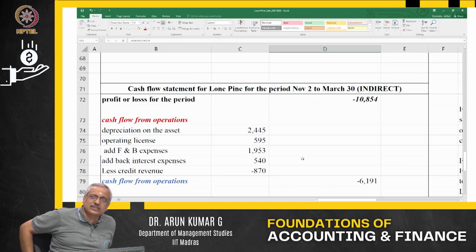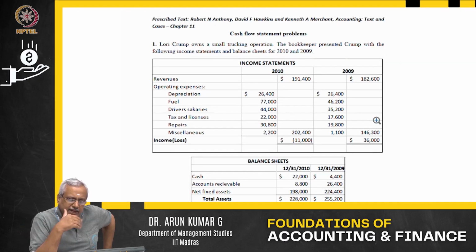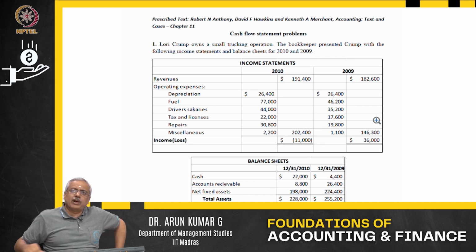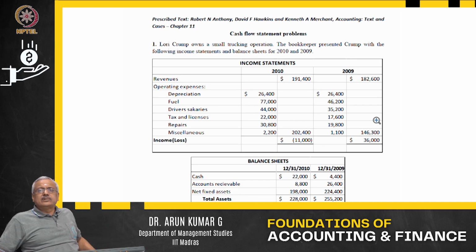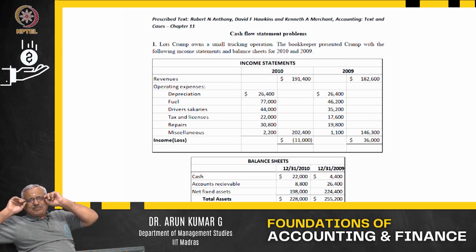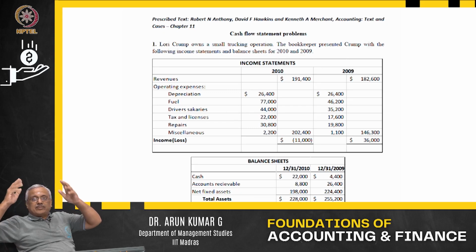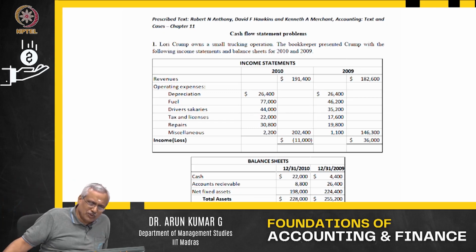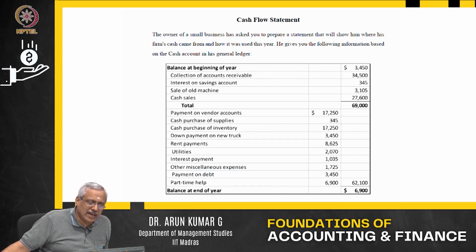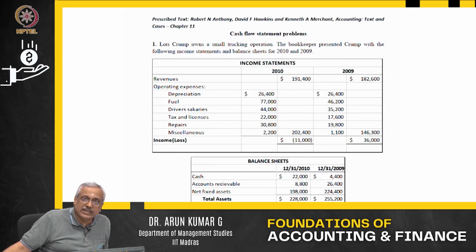I think that will suffice for cash flows. Again, I've picked up the problems from the prescribed textbook. Let us start with cash flow again. We will start with the indirect method first and then go to the direct method. There are two problems I have: one using the indirect method and one using the direct method. Let us start with the problem using the indirect method.